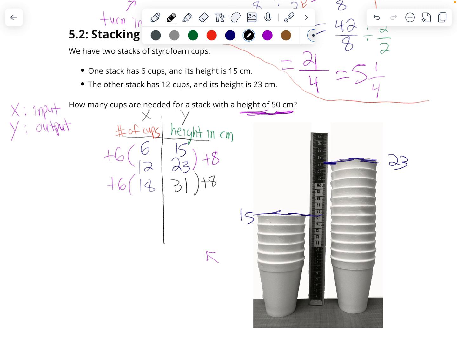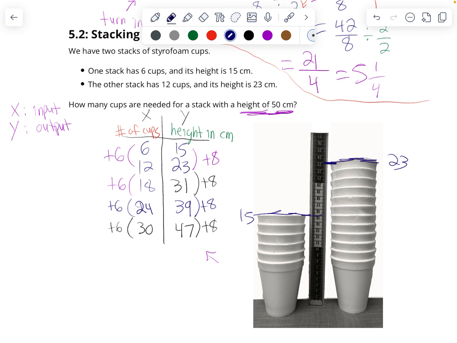I haven't gotten to 50 yet, so I'm going to keep going. I'm going to add 6 again. That gets me a 24. I'm going to add 8 again. That gets me a 39. Still haven't gotten there. That's okay. I'm going to add 8 one more time. Let's see. I'm going to add 6 one more time, and we're going to get pretty close. So 24 plus 6 is a 30. 39 plus 8 is a 47.